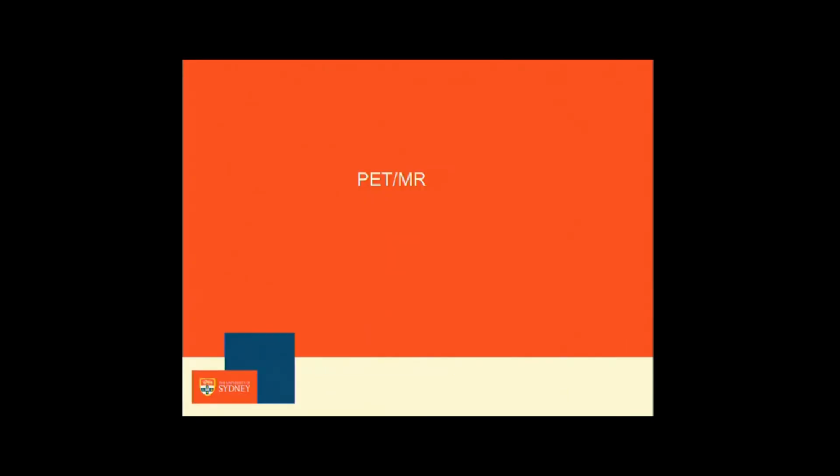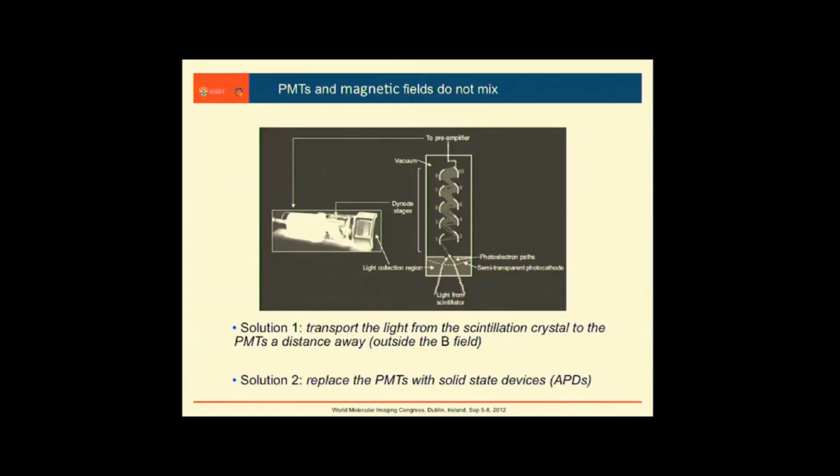I now come to PET-MR, which is a hybrid imaging modality that's attracting a tremendous amount of interest at present. A major problem that early PET-MR researchers faced was that conventional PET detector technologies based on photomultiplier tubes would not work in the presence of a strong magnetic field. The first solution that was tried was to use optical fibers to transport the light from the scintillation crystals to the PMTs that were situated some distance away. This worked and allowed the PET detectors to be placed right inside the MR scanner, but the main problem was the loss of light in transit.